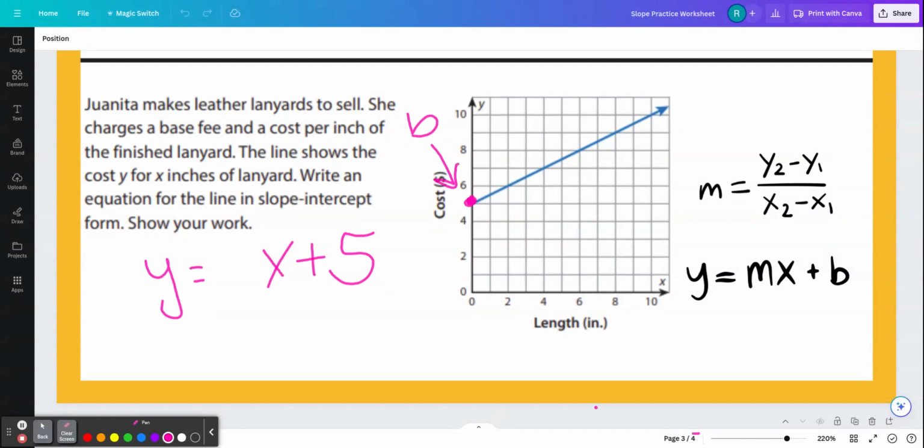Now let's go to another good point. It looks like this should be a really good point here, or this one. Those are 2 really good points. And you're going to do how much it goes up. So if it goes from 5 to 6, that's up 1. And how much it goes over, looks like it went over 2. So she charges, it looks like $0.50 per lanyard, per inch. Good job, guys.